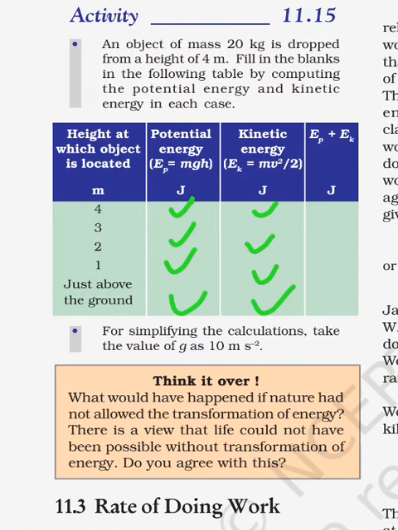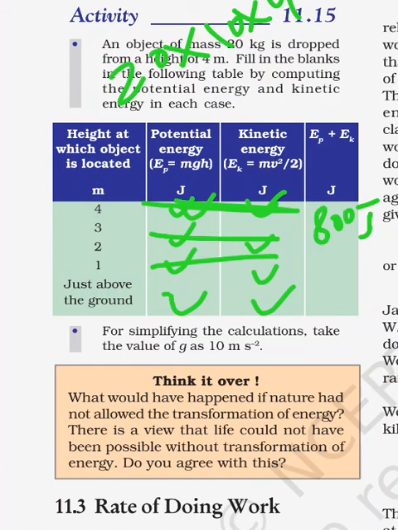When you will do the sum of this and this energy, you will see that total energy is the same. That will be 20 into 10 into 4. So it will be 800 joule everywhere. The answer you will get, this plus this, in each row will be 800. Okay, so try to do this activity, and it will prove to us that energy is conserved.